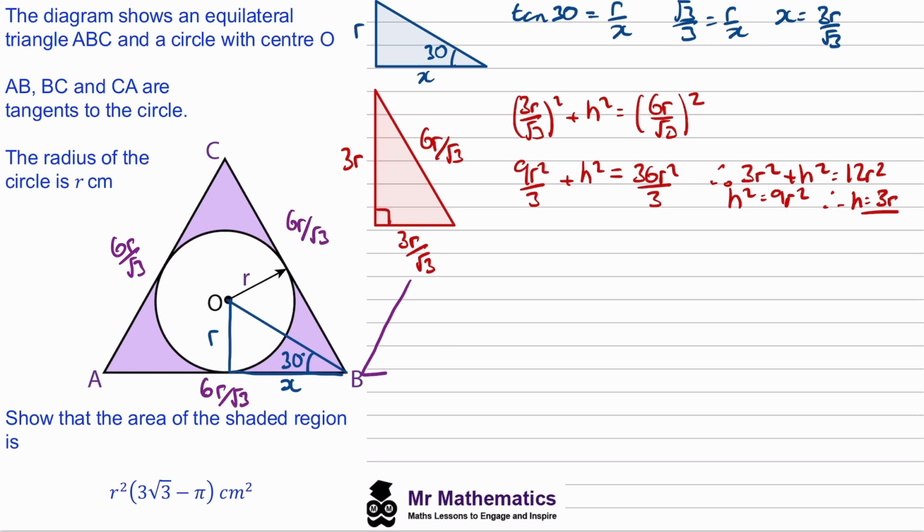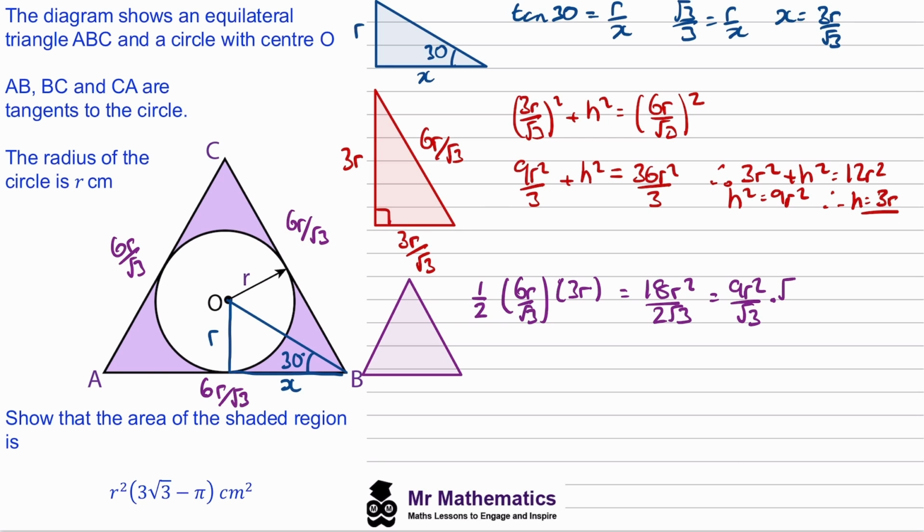So the area of our equilateral triangle will be 1/2 of the base, 6r over root 3, multiplied by the perpendicular height of 3r. We'll have the 18r squared over 2 root 3, which we can simplify as 9r squared over root 3. We can simplify this. We'll multiply both by root 3 to rationalize the denominator. So we'll have 9 root 3 r squared over 3. We can simplify this and we get 3 root 3 r squared.